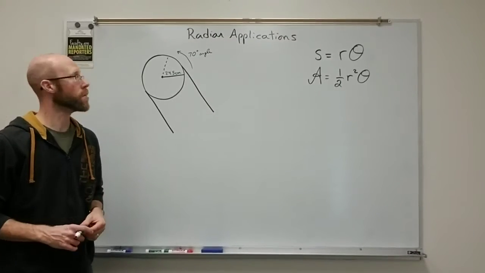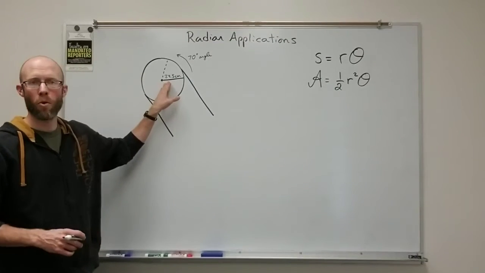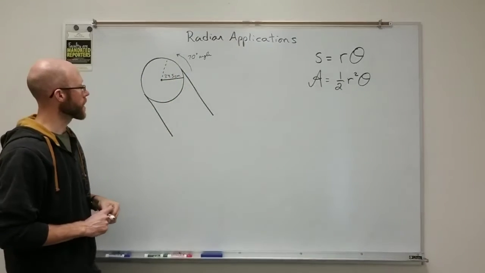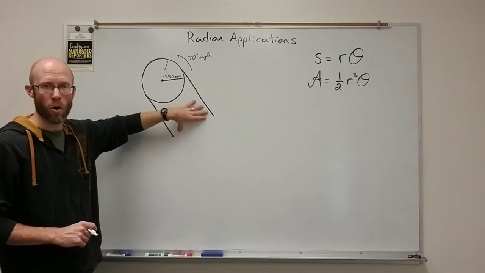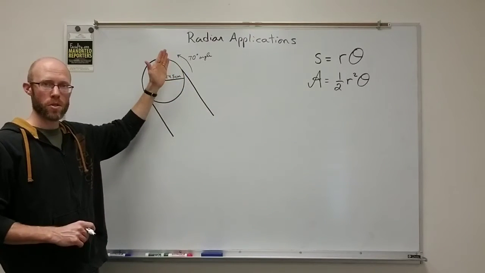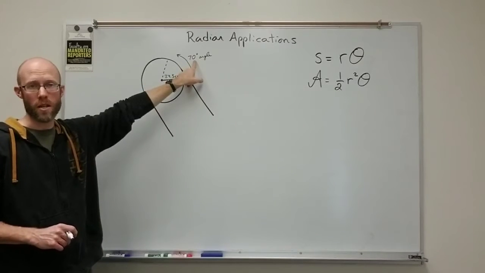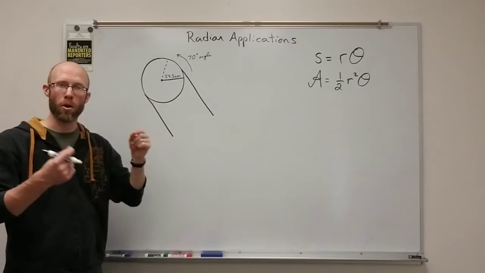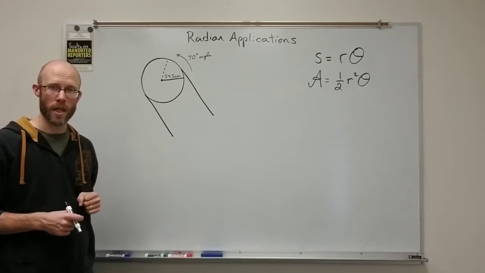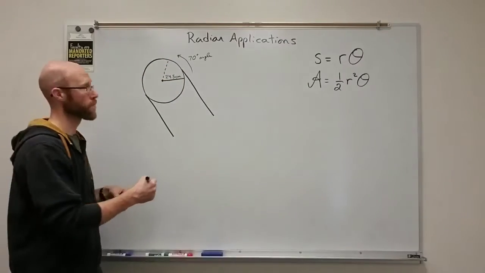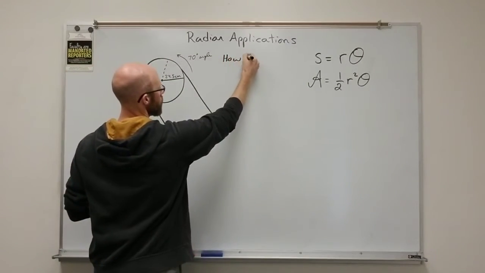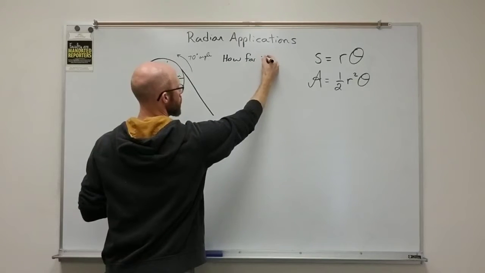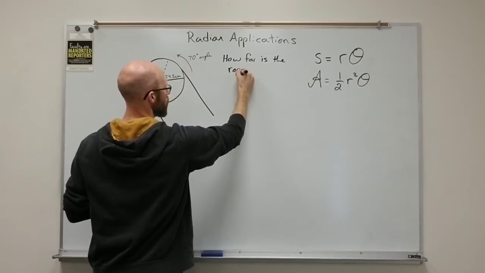All right, for this first example, we have a 24.5 centimeter radius pulley, and it is attached to a rope. The pulley is rotated through an angle of 70 degrees. And now the question is, how far did the rope pull when the pulley was rotated through that angle? So how far is the rope pulled?